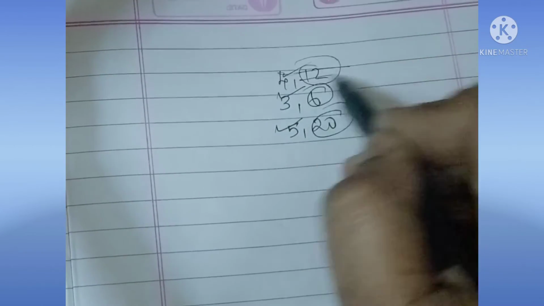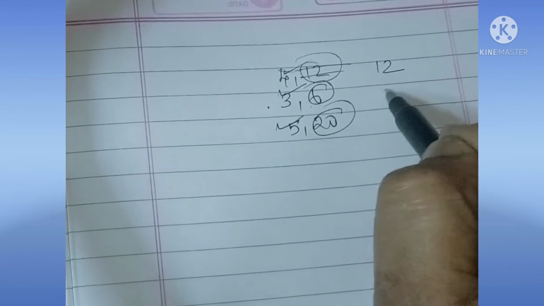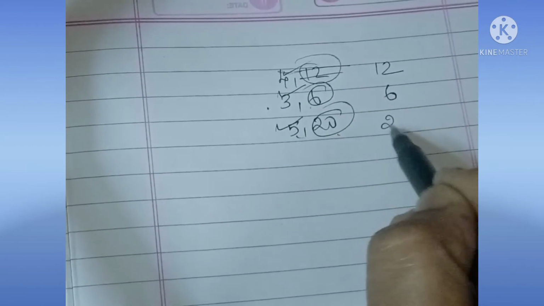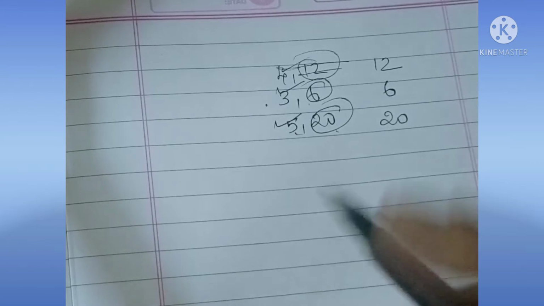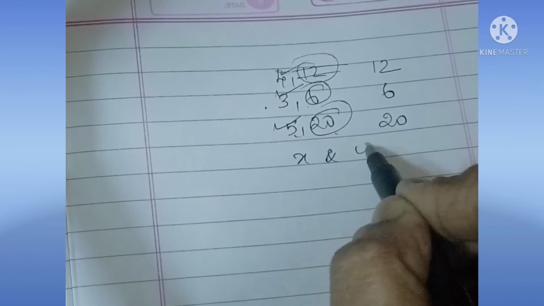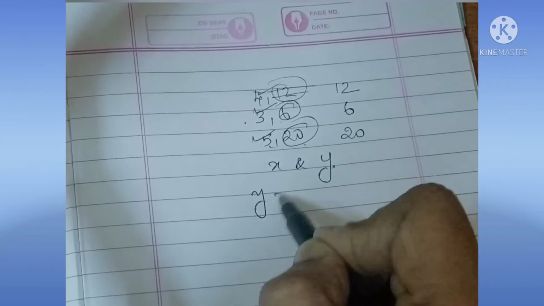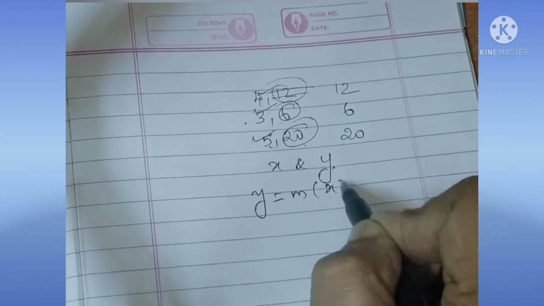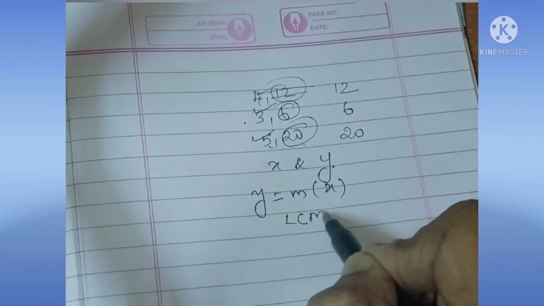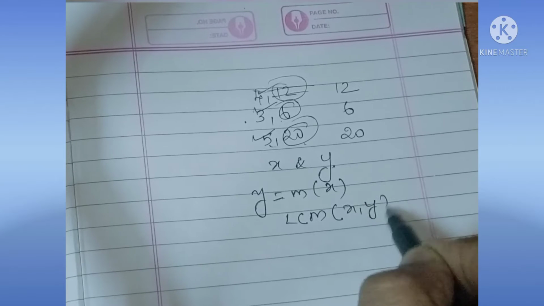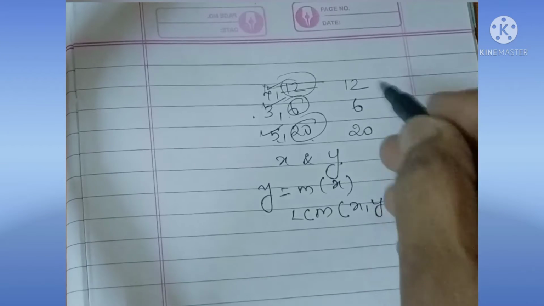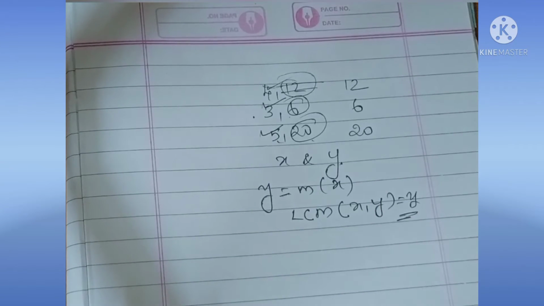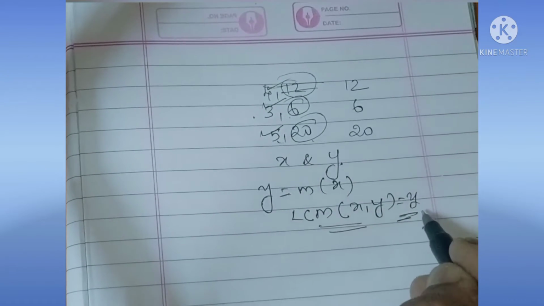Here the LCM of 4 and 12 is 12, the LCM of 3 and 6 is 6, the LCM of 5 and 20 is 20. That means if x and y are numbers and y is a multiple of x, then the LCM of x and y is y itself. From this example, it is very clear that if a number is a multiple of another, the LCM should be that multiple. The next one: there is a circular path around a sports field.